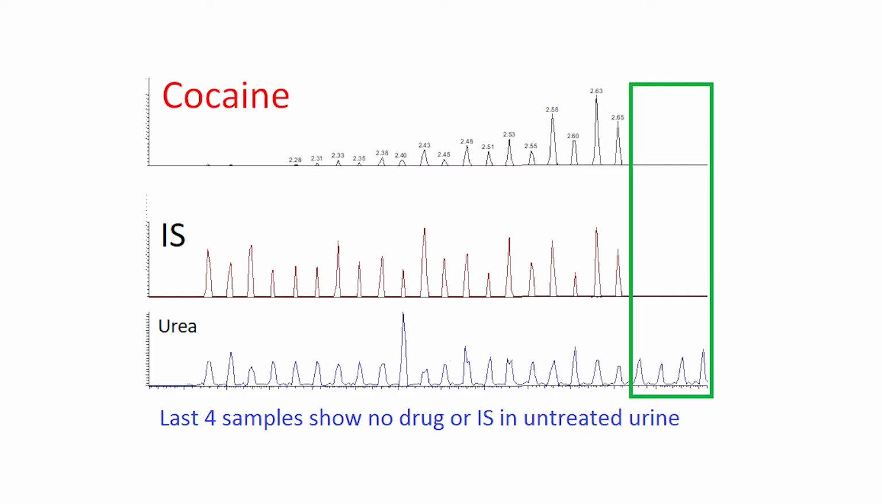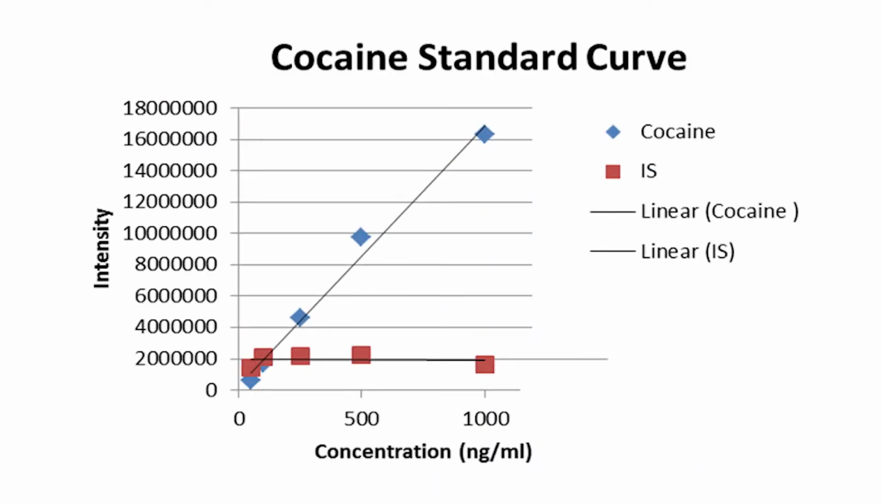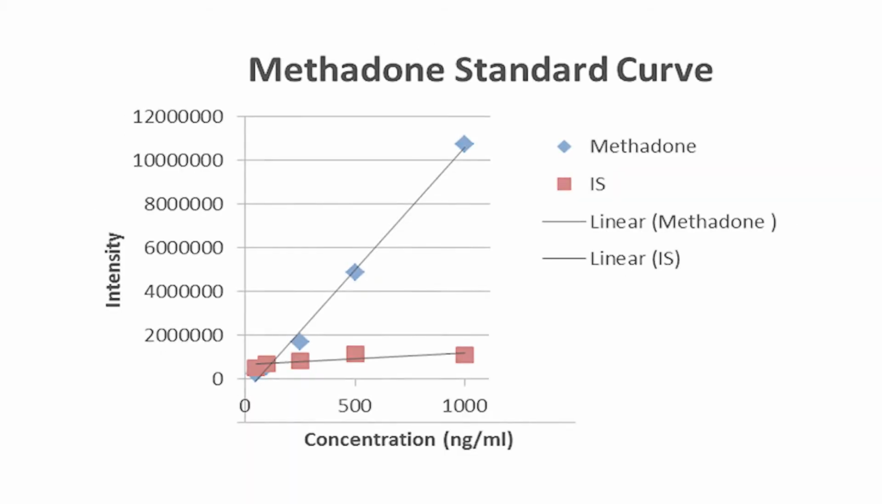Looking at the bottom trace for the urea tetramer result for the last 4 samples, we see that there is no carryover and indeed no cocaine or standard in the blank urine, as is expected. Utilizing the ion intensity yielded by the internal standard, we normalized the data and then produced a standard curve for the cocaine, and also for methadone.